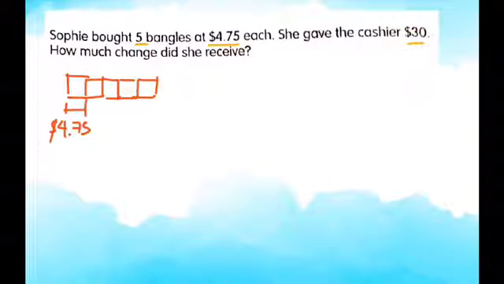The next information that I have in the story is $30. $30 is the amount of money that she paid. What is she actually paying for? She's paying for the cost of 5 bangles. Do we actually know how much is 5 bangles? The story did not state. So at first, we need to find out how much is the cost of 5 bangles. So this is our letter A.